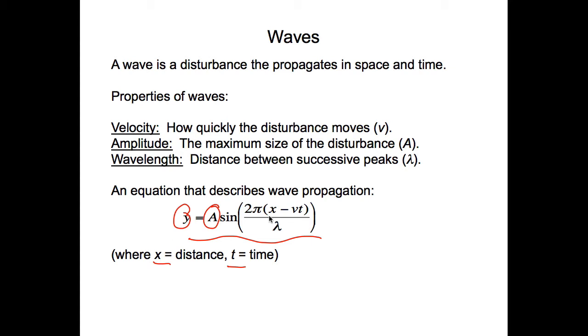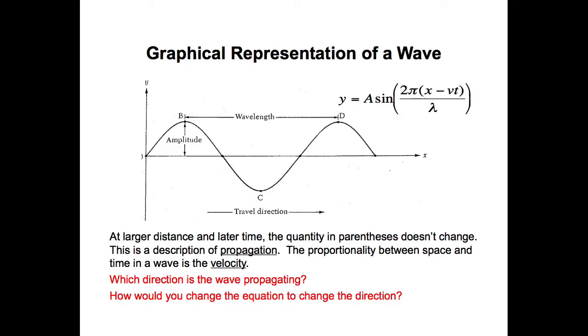So again, x is distance, and t is time, v is the propagation speed. So now let's look at that in graphical form here on the next slide. So here we have the simple sine function displayed.